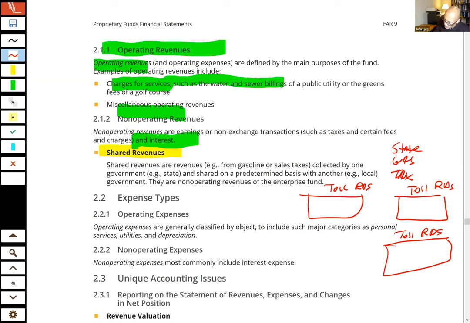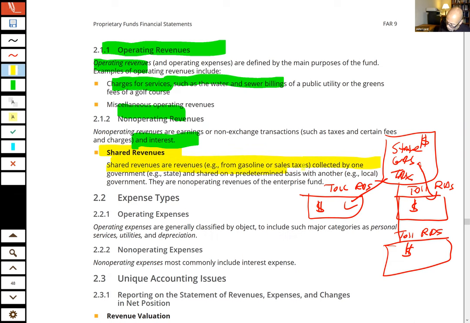So what happens? The gas tax is being collected at the state level. And then they'll determine some way of distributing that gas tax to the different toll roads in that state. Well, that is a shared revenue. And that shared revenue would be counted as a non-operating revenue in the enterprise fund. Flashcard that.